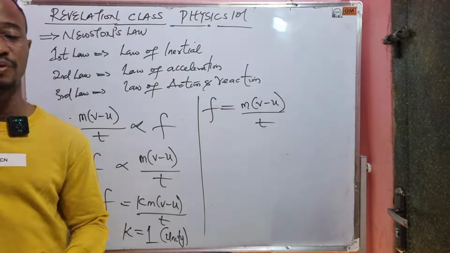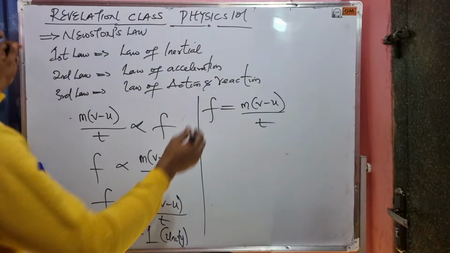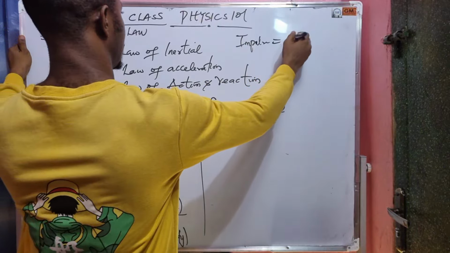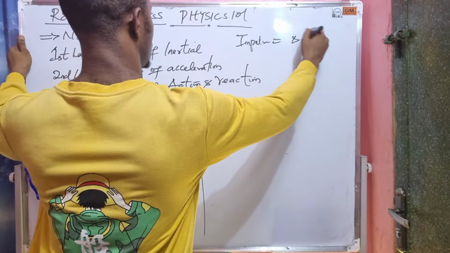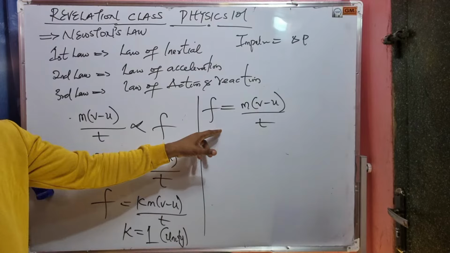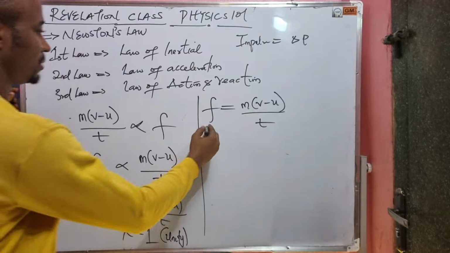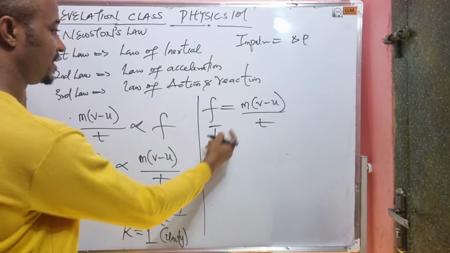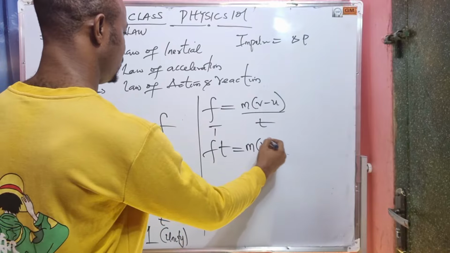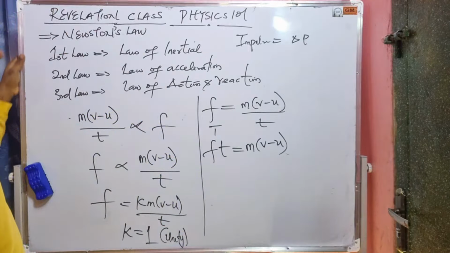From the same question we have, then we also ask to prove. The question that says prove that impulse is equals to what? Change in what? Momentum of a body. Prove that impulse equals to change in momentum of a body. From this end here, we can prove that. How do we prove this? I have to cross multiply, meaning F times t. That will give us Ft equals to m(v minus u).